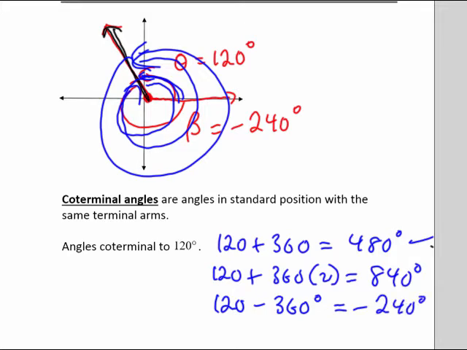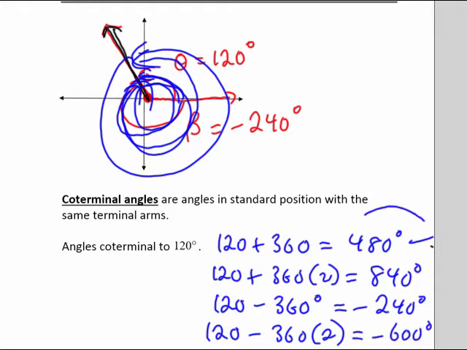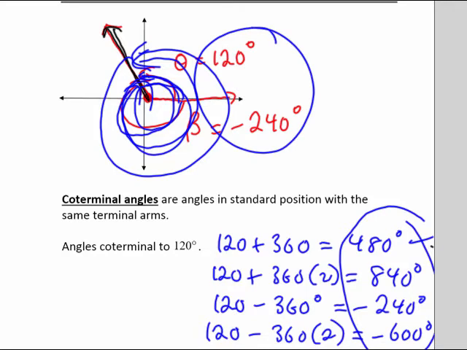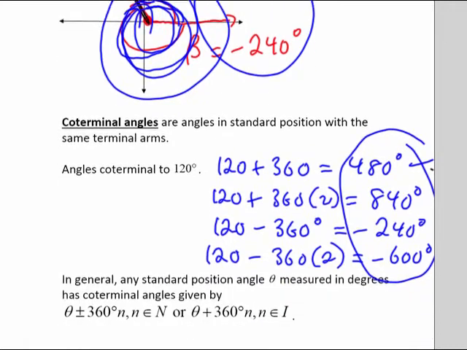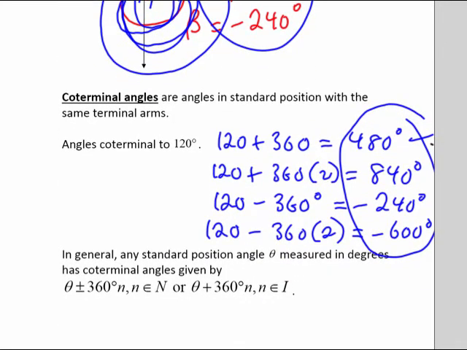And again, if I go around clockwise again from negative 240, or subtract 360 twice from 120, however you want to look at that, negative 600. So all of these angles have the same terminal arm as my original 120. They're coterminal. So in general, what we can say is that any standard position angle has coterminal angles given by the original angle in standard position plus or minus 360 times the number of revolutions.